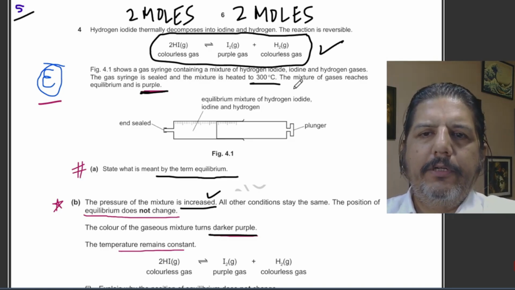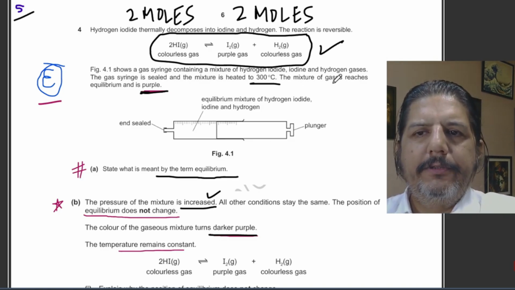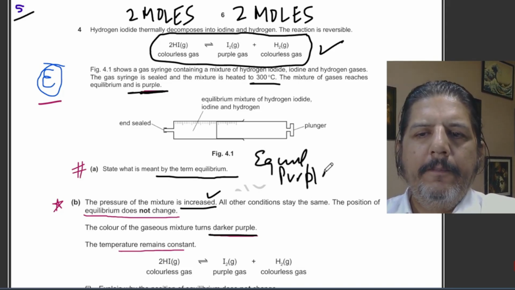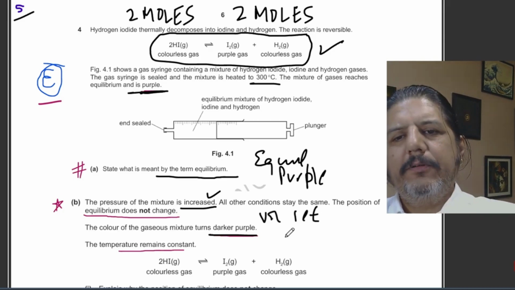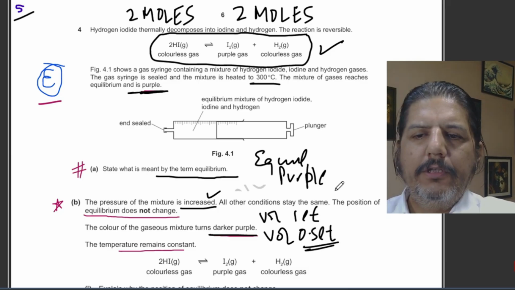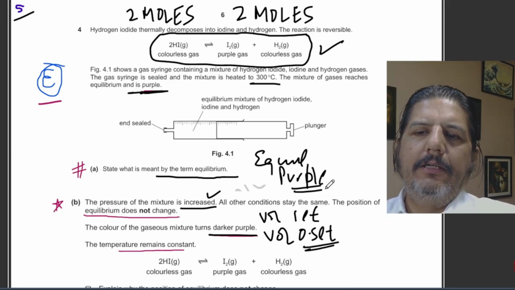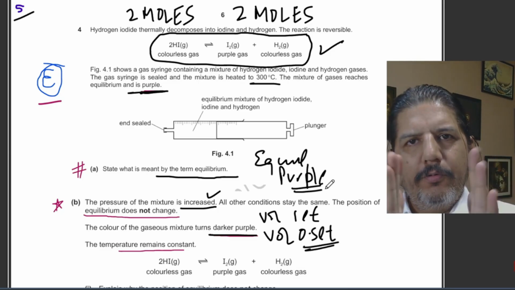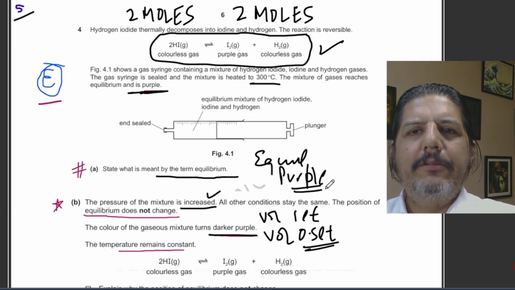Just to take an example, let us say that initially the mixture of gases reaches equilibrium and is purple. So in the initial equilibrium condition, when it was purple, let us assume that the volume of the gas was 1 liter. Now you increase the pressure, you bring the volume of the gas to 0.5 liter. So the purple color is now confined to 0.5 liter. So that is why it will seem darker.